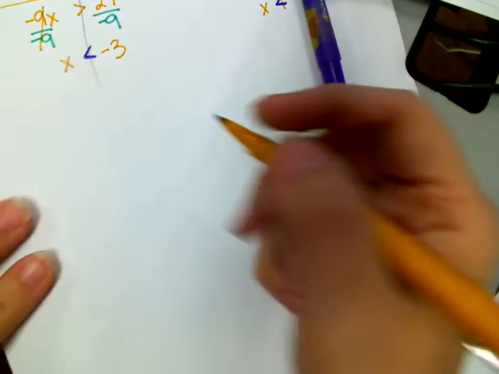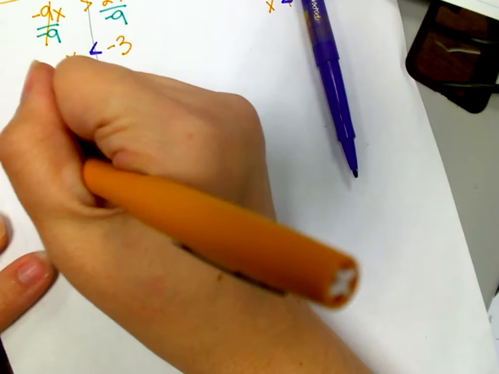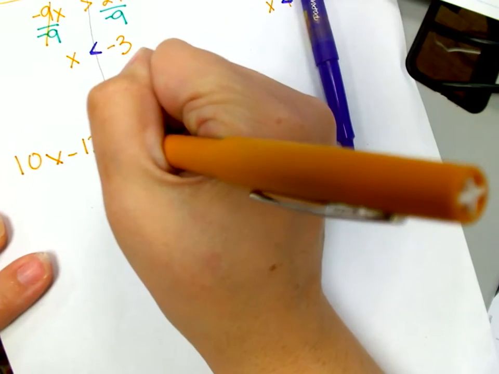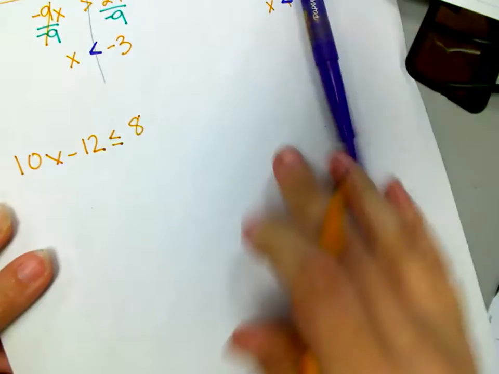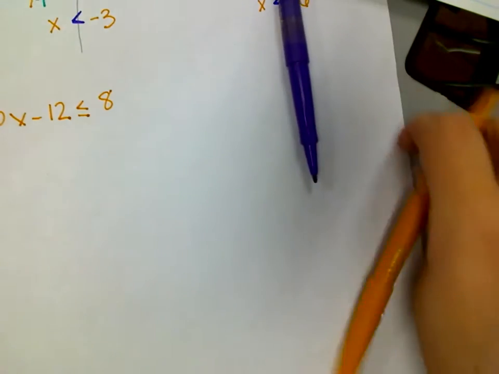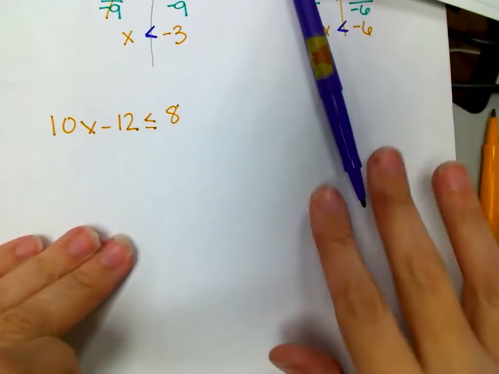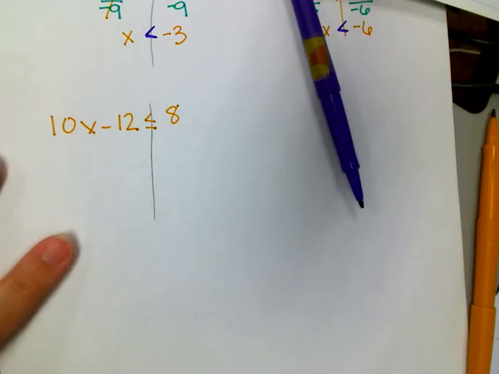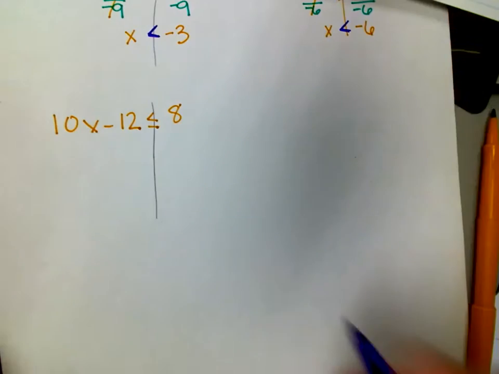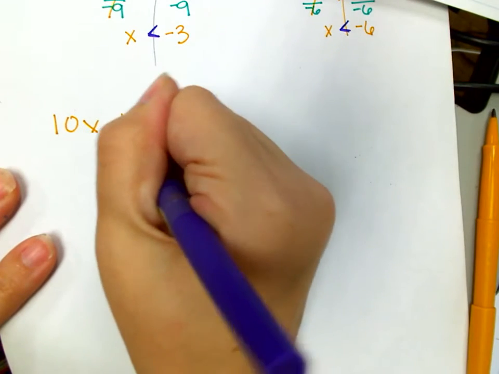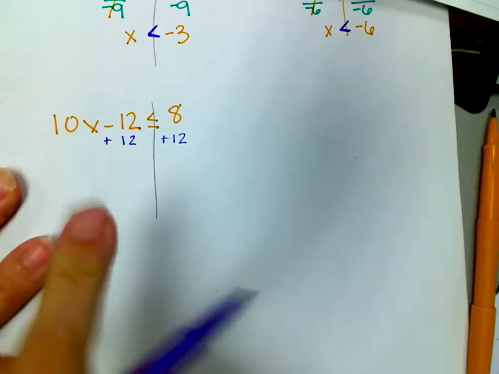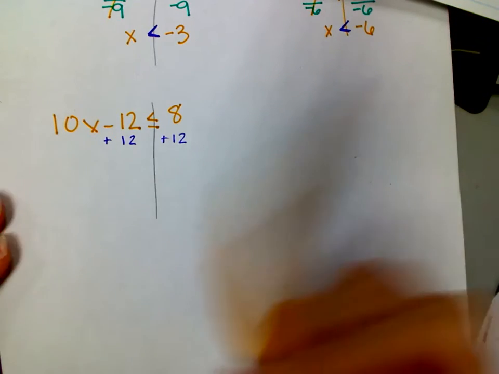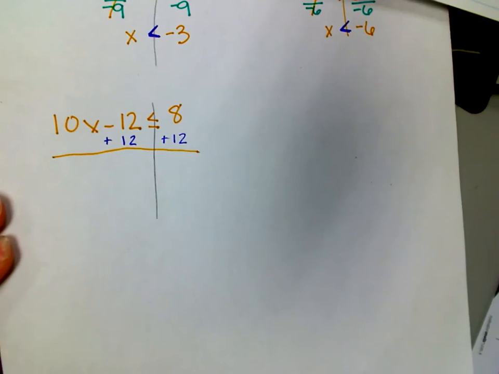I'm going to do 10x minus 12 is less than or equal to 8. Okay, so I'm going to draw this line to help you see it. So I need to get rid of that minus 12. So I'm going to add 12 to both sides. Before I even cross that out, I'm going to write it on both sides. And then I'm going to draw a line to show it all the way across.